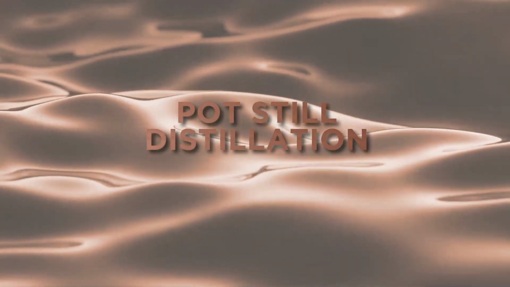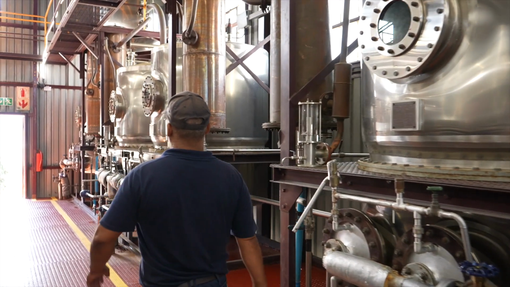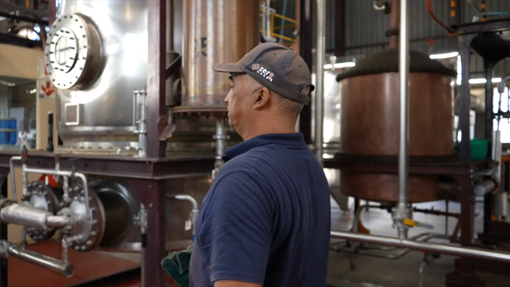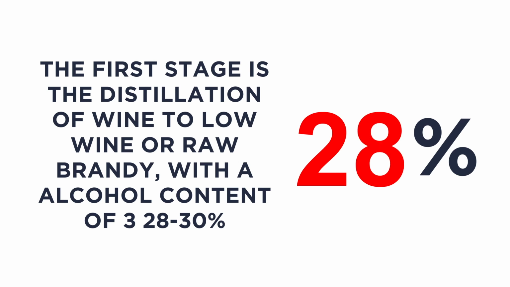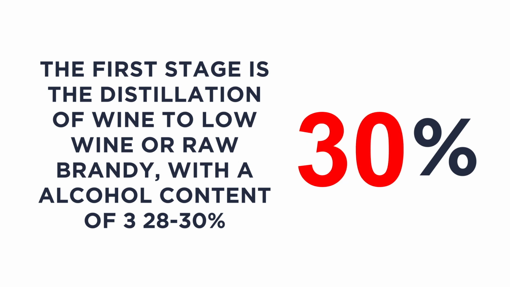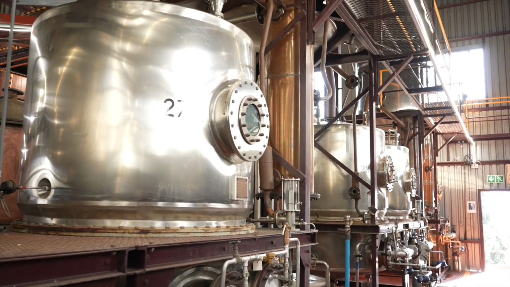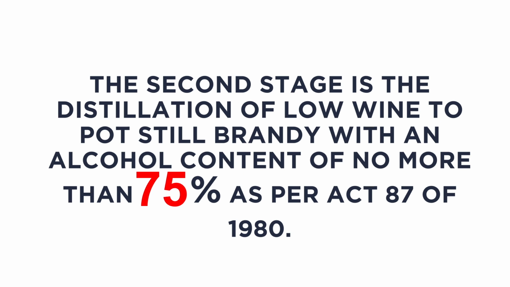Pot still distillation. Pot still brandy is distilled in 2 stages. The first stage is the distillation of wine to low wine or raw brandy with an alcohol content of about 28 to 30%. The second stage is the distillation of low wine to pot still brandy with an alcohol content of no more than 75%, as per Act 87 of 1980.